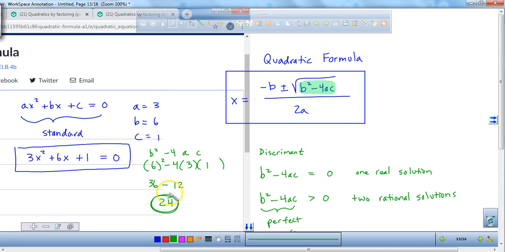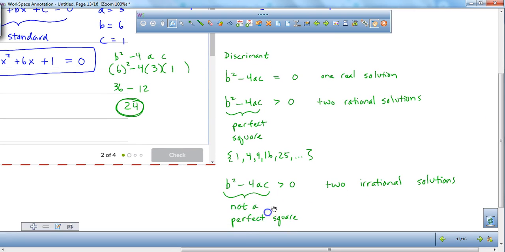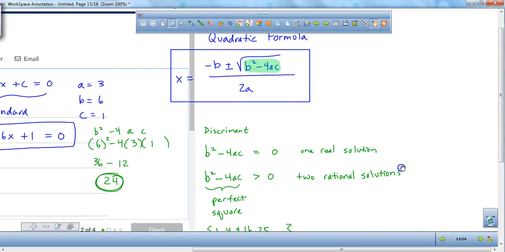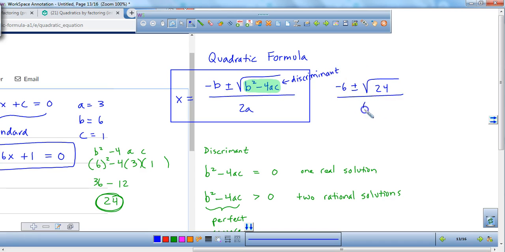What does that mean? That means the number I'm going to plug into that radical is 24. That is not a perfect square, so I'm going to end up having what's called two irrational numbers. So here we go. Let's write everything down nice and neat. We have negative b. If our b value is 6, we're going to write negative 6 plus or minus the square root of 24. If you're wondering where I got the 24, that's the value of my discriminant. Whatever the number is in here is called the discriminant. All over 2 times my a value, and my a value is 3.